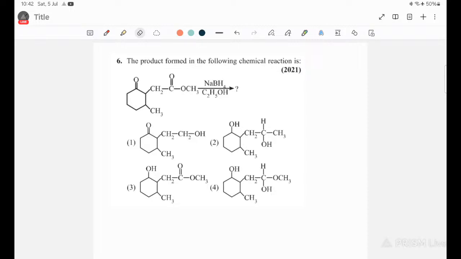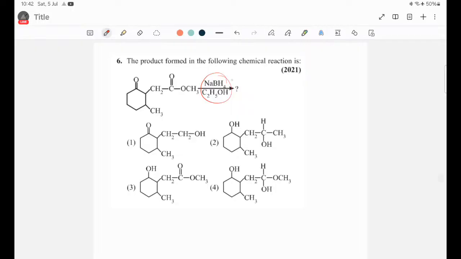Okay, see that NaBH4, what kind of reagent is this? It is not that kind of difficult question. Actually, it is comparatively easier, and we have already covered it in this regular session. That's why some of the students could answer this. It is comparatively an easier question.